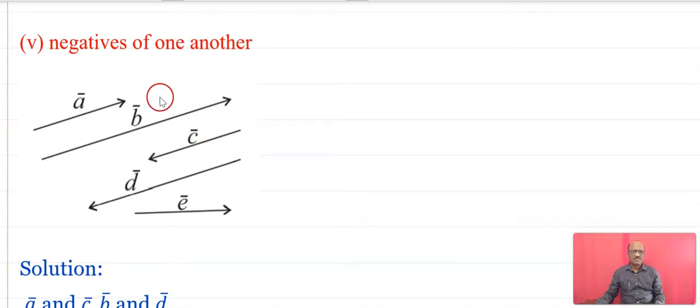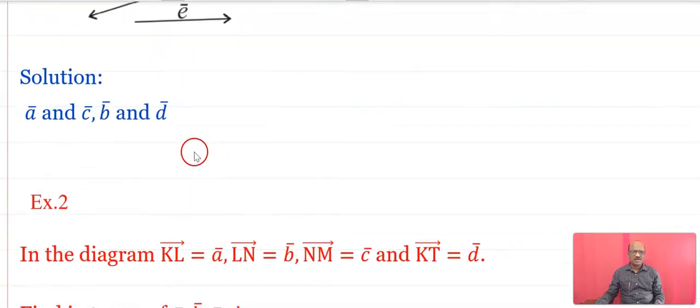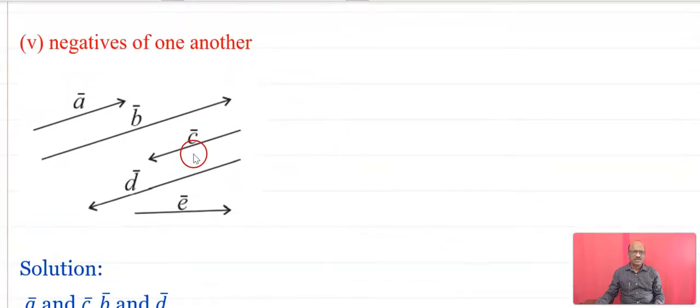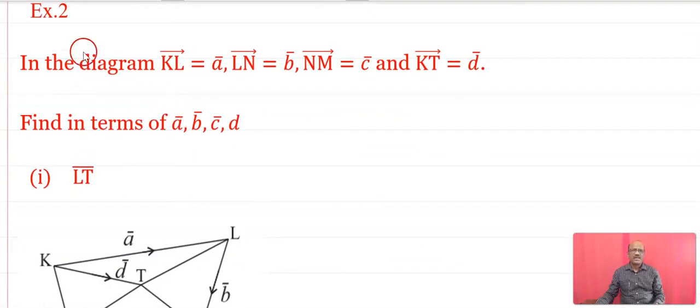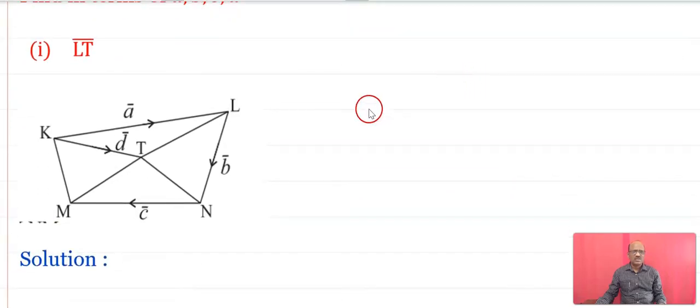Now in this figure, see this a bar and the c bar are the negative of one another, and the b bar and the d bar are the negative vector of each other. Next, example number 2. In the diagram, KL bar is equal to a bar, LN bar is equal to b bar, NM bar is equal to c bar, and KT bar is equal to d bar.